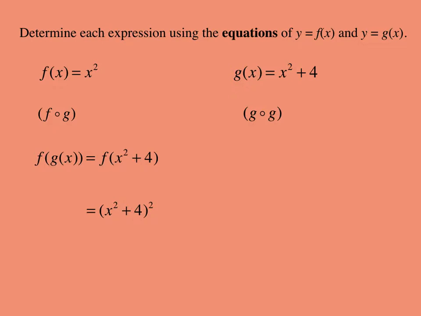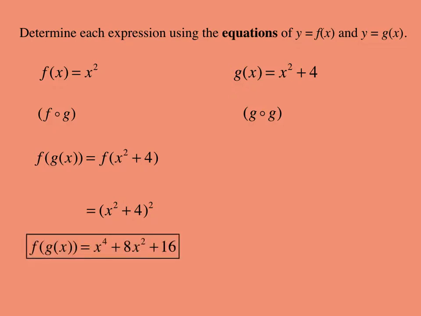Now I have to go ahead and square this binomial. So f of g of x will equal x to the 4th plus 8x squared plus 16.